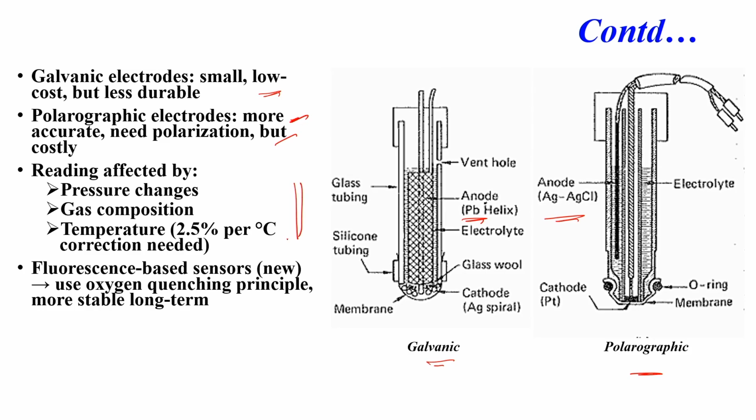Here it is important that the performance of these electrochemical sensors is affected by pressure change, gas composition, or variation in the temperature. So, now there are new techniques being developed, particularly the fluorescence based sensors, and they work on the basic principle of oxygen quenching, and they are supposed to be more stable for long term applications.